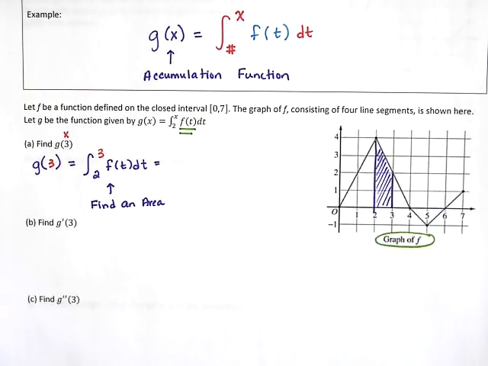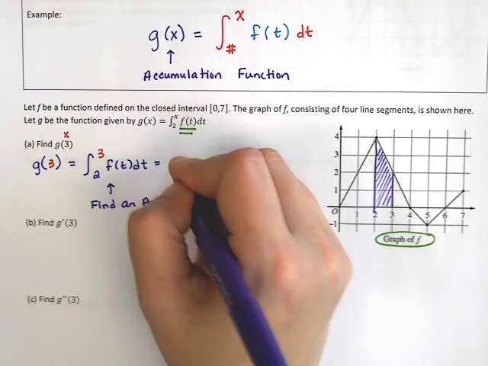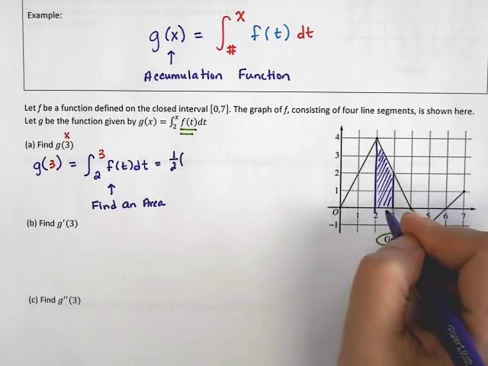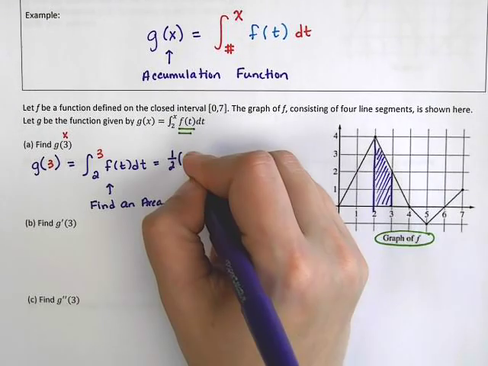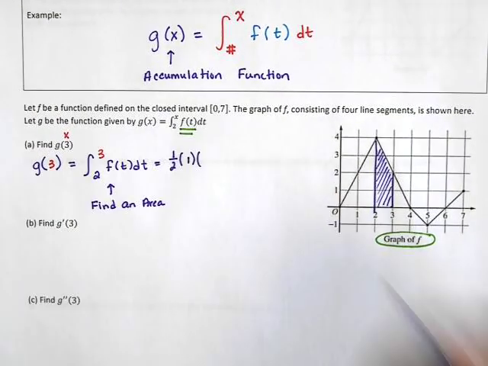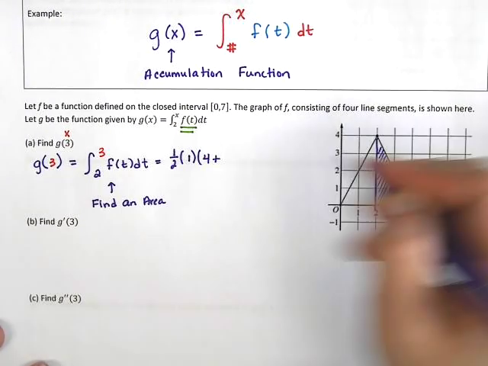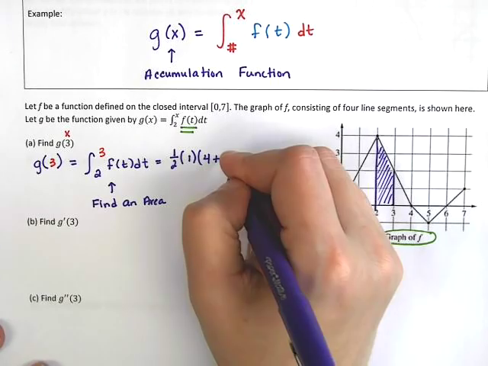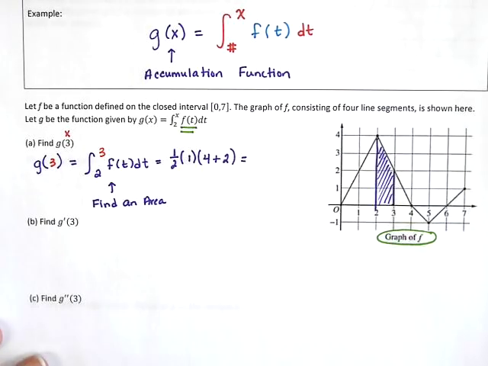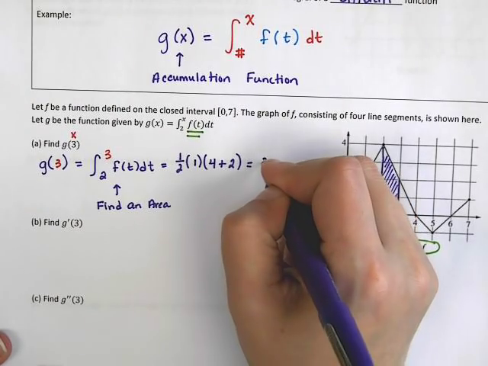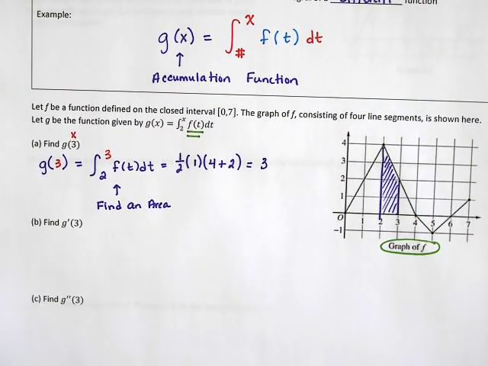Now the shape of that area is a trapezoid, so I would find that area by doing 1/2 times the height, which in this case is the distance from 2 to 3, which is 1, times base 1, which in this case is 4, plus base 2, which in this case is 2. When I figure that out, 4 plus 2 is 6, times 1 is 6, divided by 2 is 3, I would get that g of 3 would be 3.